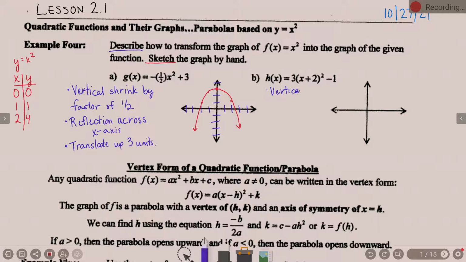Officially, it is a vertical stretch by a factor of 3. And what do we say? We're going to translate, is my official wording, left 2 and down 1 unit.